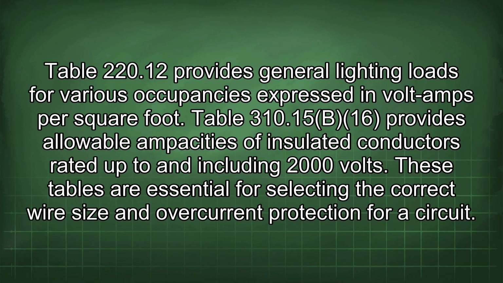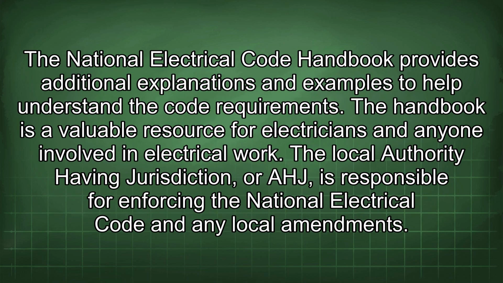Table 220.12 provides general lighting loads for various occupancies expressed in volt-amps per square foot. Table 310.15b16 provides allowable ampacities of insulated conductors rated up to and including 2000 volts. These tables are essential for selecting the correct wire size and overcurrent protection for a circuit. The National Electrical Code Handbook provides additional explanations and examples to help understand the code requirements. The handbook is a valuable resource for electricians and anyone involved in electrical work.